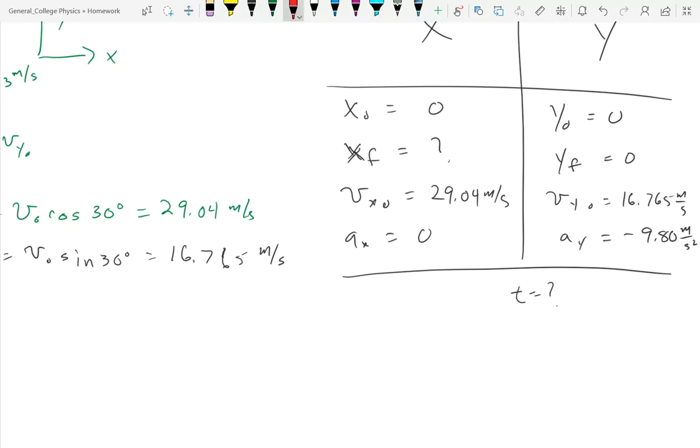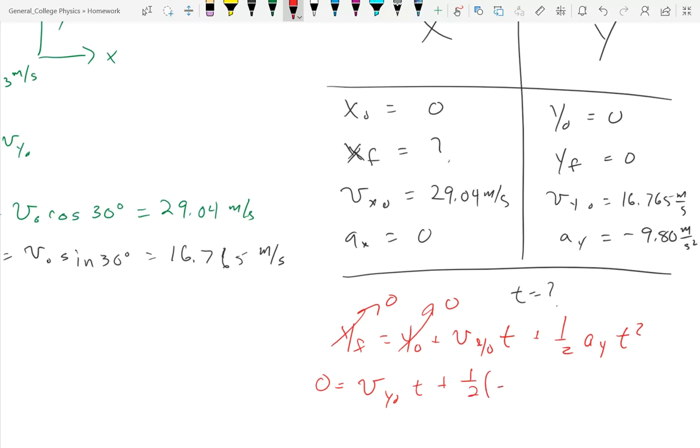So let's do that. Taking the y, what equation should I use? What variables do I have? Y, V, A, I'm looking for T, that's 4. That is all of them. So I'm going to use the equation that has all of them. Put in my that's 0, and I have... I replaced ay with minus g.